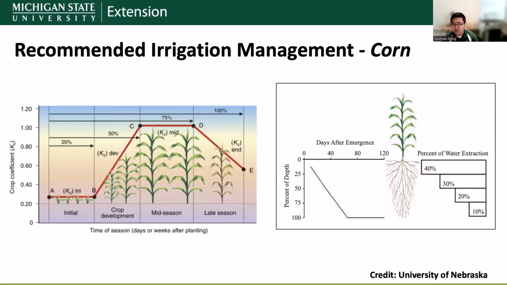As you see, when the corn is young, the crop coefficient is really low, so it doesn't use a lot of water. But as corn grows, right in the mid season, typically at the reproductive stage, the corn uses a lot of water. Then close to harvest season, the crop coefficient drops to around 0.6, so it uses less water than at the reproductive stage.